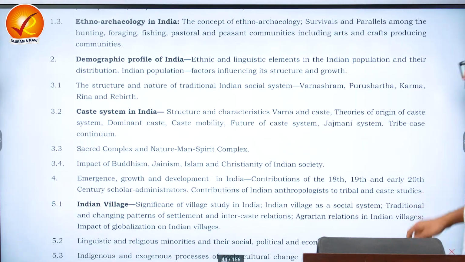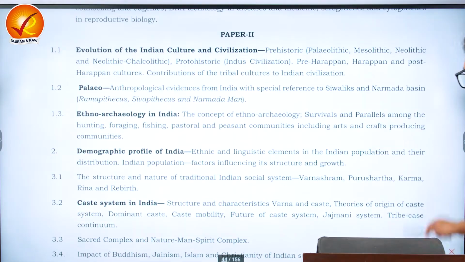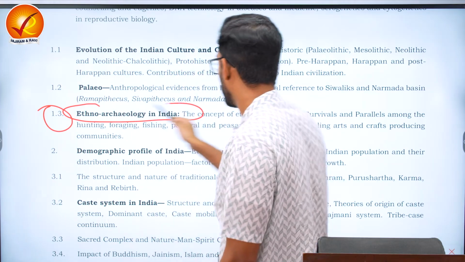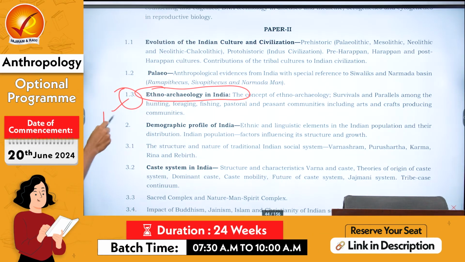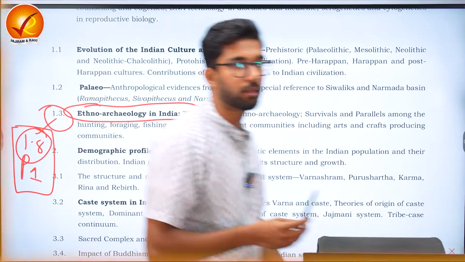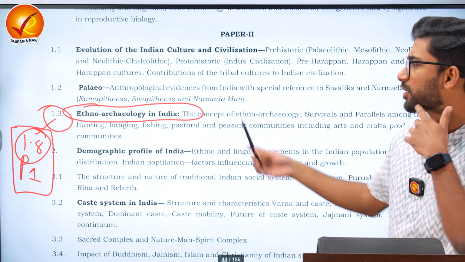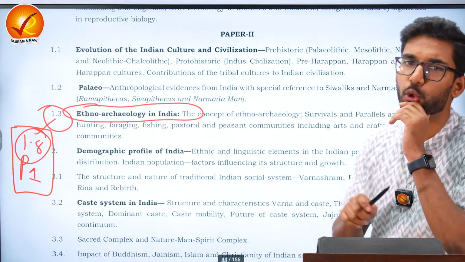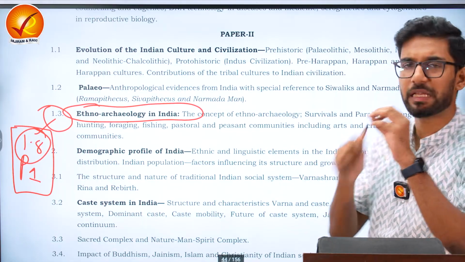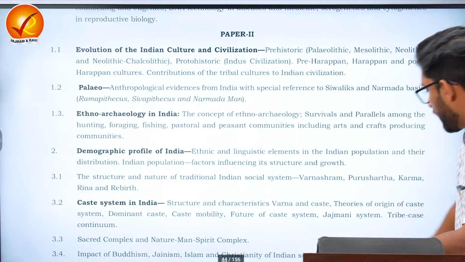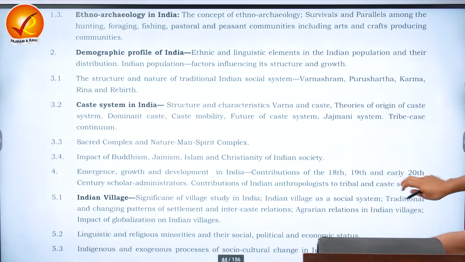Okay, now, 1.3 again, I did not prepare 1.3 extensively, but ethnoarchaeology as a whole is related to 1.8. If you go back to the syllabus of paper 1.8, then you would see that this is connected to all of this. I did not specifically refer to one note for this. I did a very brief study as far as 1.3 is concerned. But based on your interest, you could study it more.